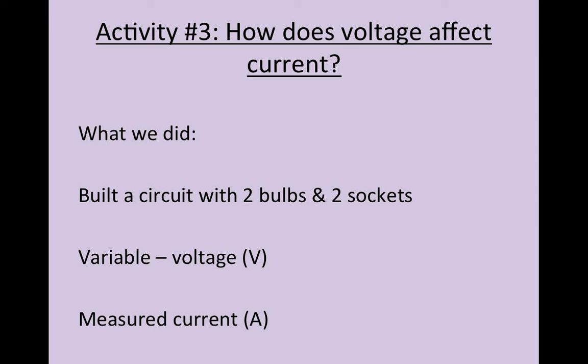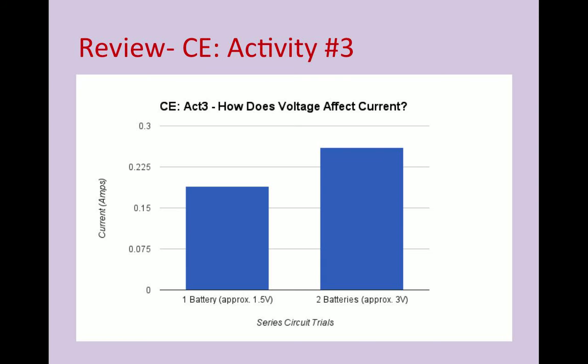Last week we did a little activity about how voltage would affect current. We built a circuit with two bulbs and two sockets, and the variable we were playing with was voltage. We measured current in amps, and we also measured the voltage. Here's a graph showing some class results. Current runs along here in amps, and with one battery, which was around 1.5 volts, though probably a lot less than that, going across two bulbs we had about 0.19 amps or so.